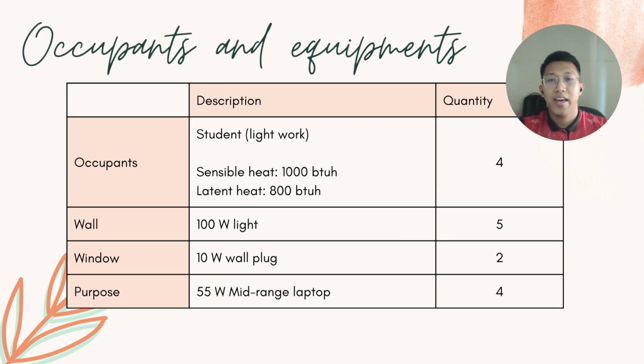Now let's take a look at the occupants and equipment within the room. The room accommodates 4 students engaged in light work. Each student produces a sensible heat of 1000 BTUH and a latent heat of 800 BTUH. There are 500-watt fluorescent lights present in the room, and two 10-watt wall plugs are in use. Lastly, 4 mid-range laptops with a power consumption of 55 watts each are utilized.